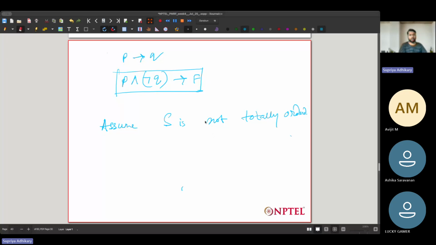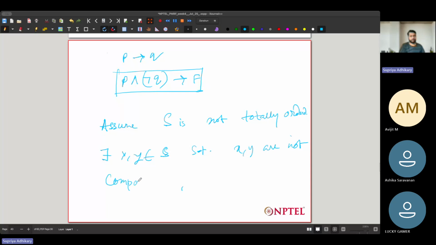Okay, so the definition of a totally ordered set was that any two elements in the set S should be comparable. Therefore, the negation of the statement should be that there exist X and Y in S such that X, Y are not comparable. So there exist some X and Y which are not equal such that X and Y are not comparable. So this is what we have.